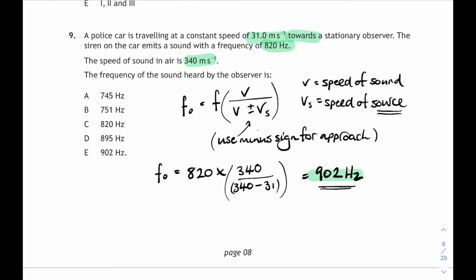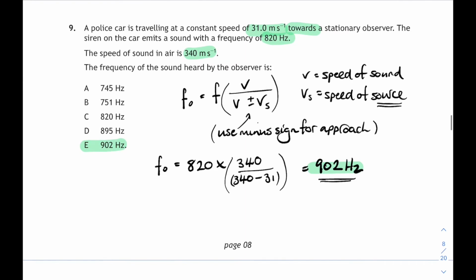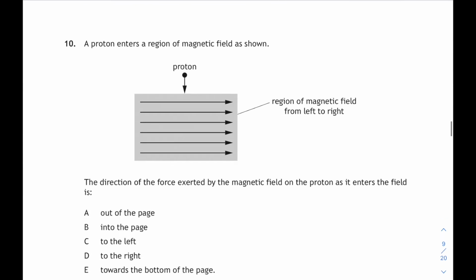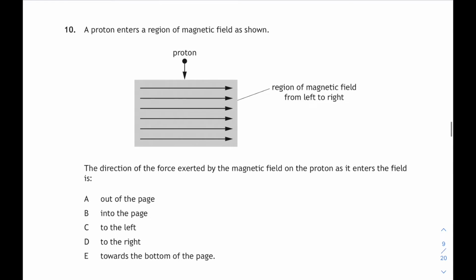So that's all the questions from the Our Dynamic Universe unit. So now we're moving on to particles and waves, starting at question 10. A proton enters a region of magnetic field as shown, and we are asked the direction of the force exerted by the magnetic field on the proton as it enters the field is.